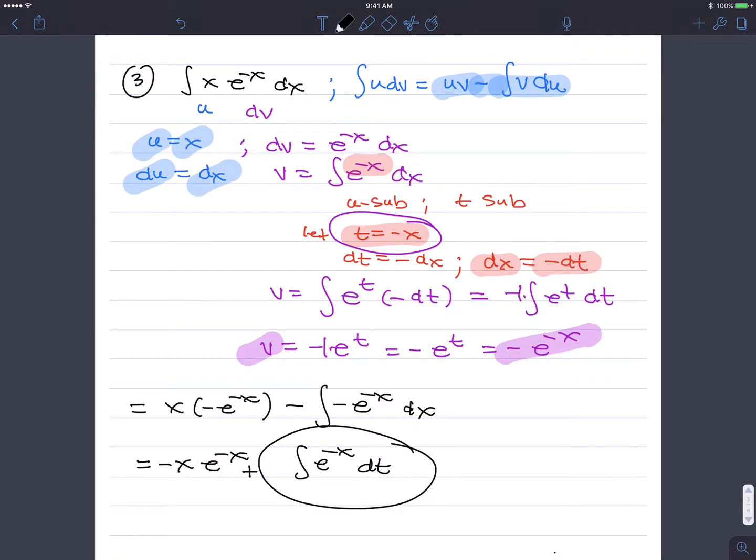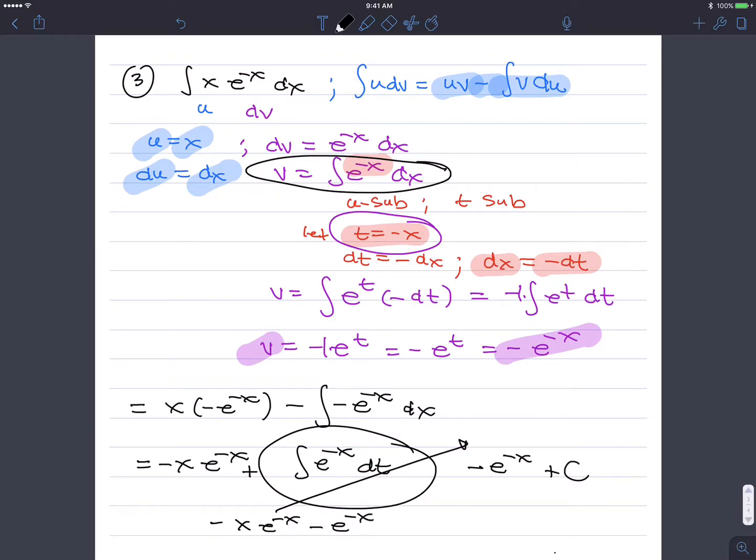Okay. Now the integral of e to the minus x dx we already actually obtained. It's our v. It's right over here. So I can replace this integral with minus e to the minus x plus my c, so that the final answer I'll have here will be minus x e to the negative x power minus e to the minus x plus c. Here's my answer.